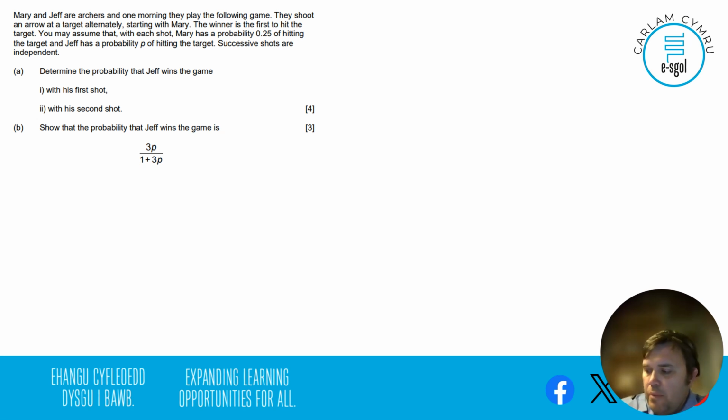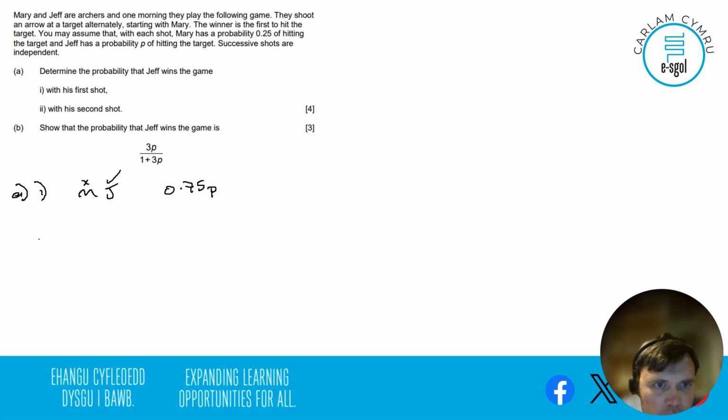So for part a, 1, you've got Mary and Jeff. Mary's going to miss, Jeff's going to hit for the first throw. So then the probability that Mary misses is going to be 0.75, and then Jeff hitting is p.